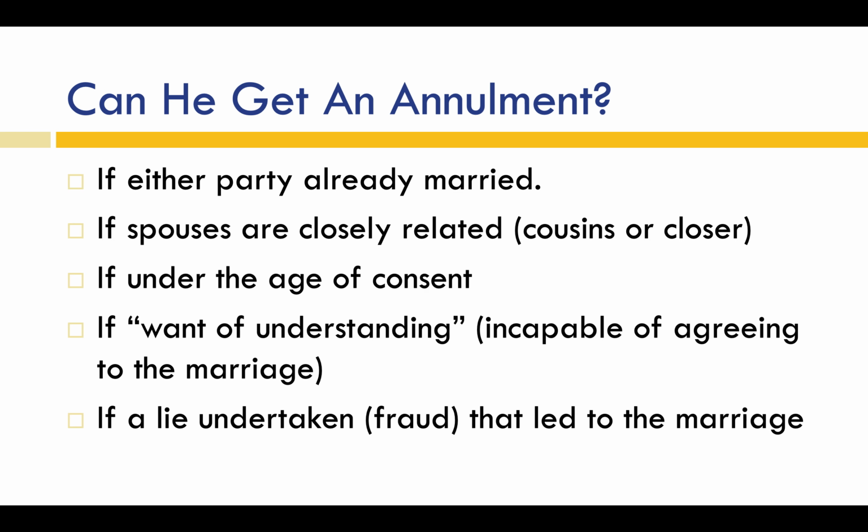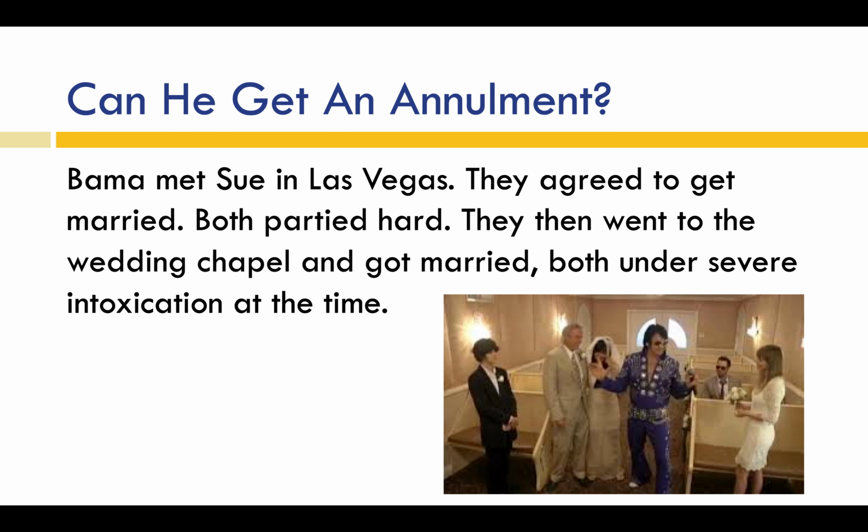All right. If you're under the age of consent, the age of consent in most jurisdictions is 18, or 16 with parental consent. So if your parent agrees, you're 16, you can get married. In the state of South Carolina, if your parent agrees, it's 14 years old. And a judge can approve you getting married at the age of 12 or older, which is incredible. Again, that's South Carolina. And if there's want of understanding, if you're incapable of agreeing to the marriage at the time you said I do, or if there's fraud undertaken. So we got all these different ways of getting marriages annulled, okay?